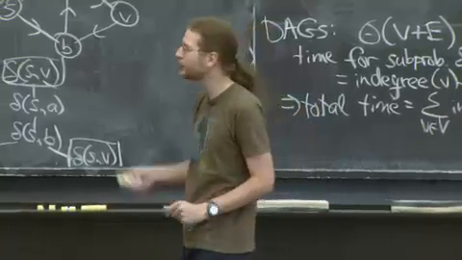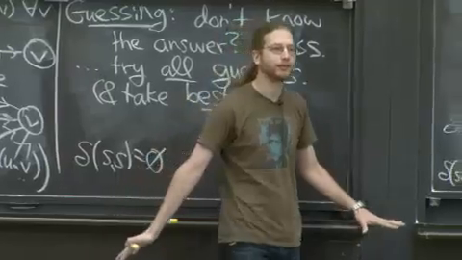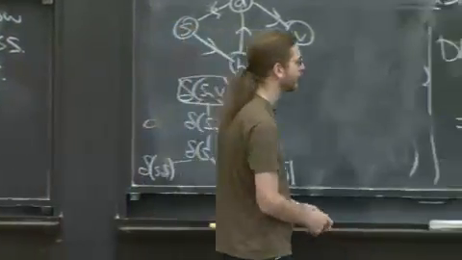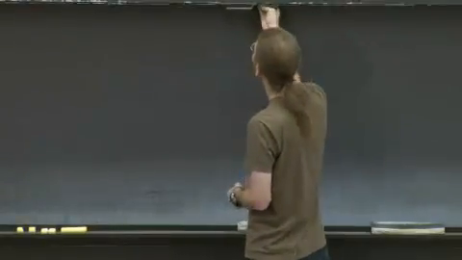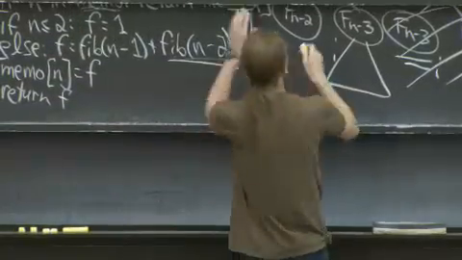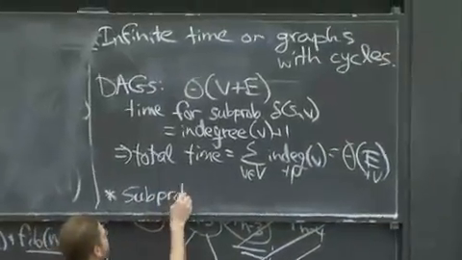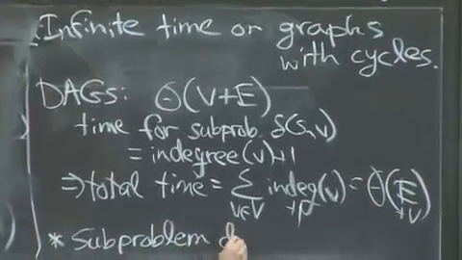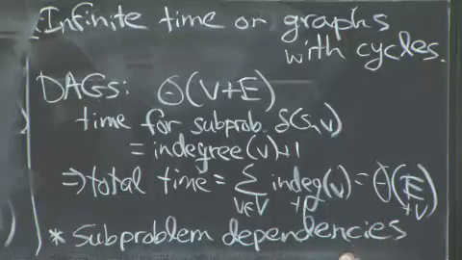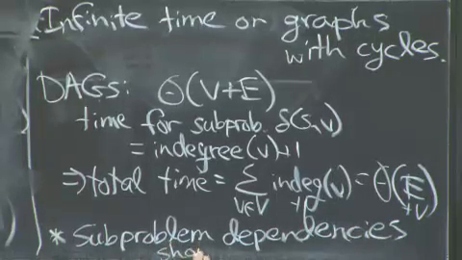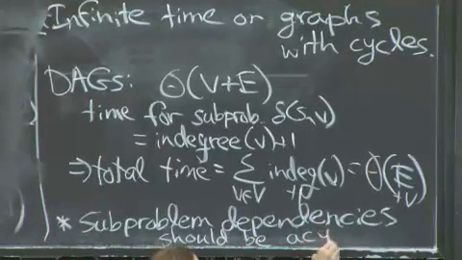OK. But I claim I can use this same approach to solve shortest paths in general graphs, even when they have cycles. Oh, how am I going to do that? DAGs seem fine. What was the lesson learned here? Lesson learned is that subproblem dependencies should be acyclic. Otherwise, we get an infinite algorithm. For memoization to work, this is what you need. It's all you need.